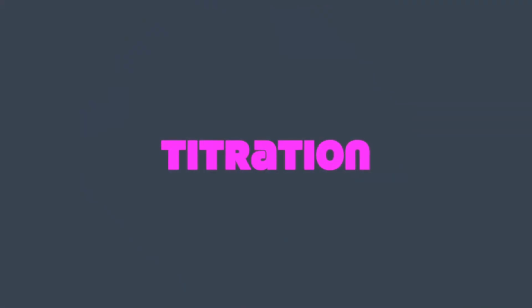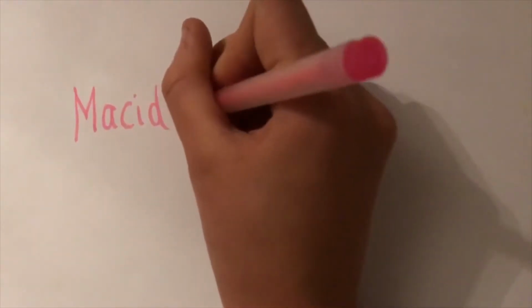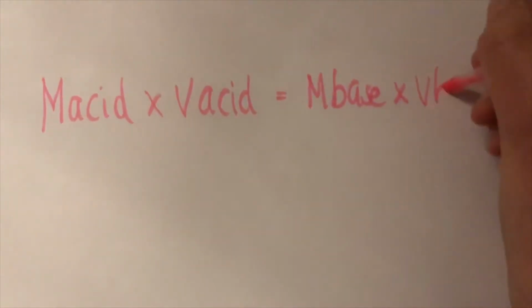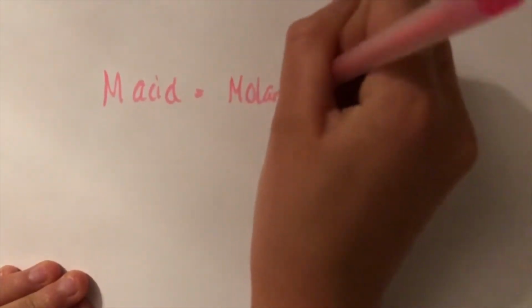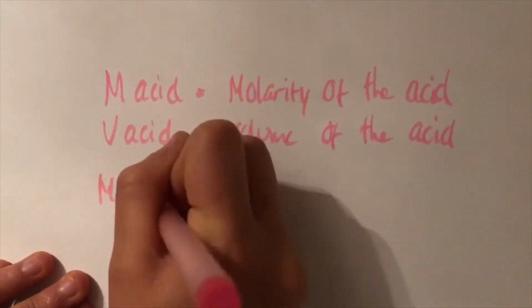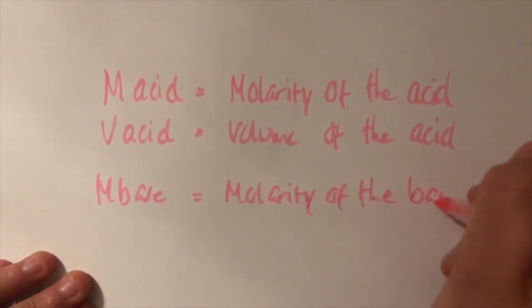Titration is a technique where a solution of known concentration is used to determine the concentration of an unknown solution. Often the aim is to neutralize the solution and the reaction can be indicated by a color change. The formula for calculating titration is M acid times V acid is equal to M base times V base. To understand what this formula means, M acid is the molarity of the acid, V acid is the volume of the acid, M base is the molarity of the base, and V base is the volume of the base.